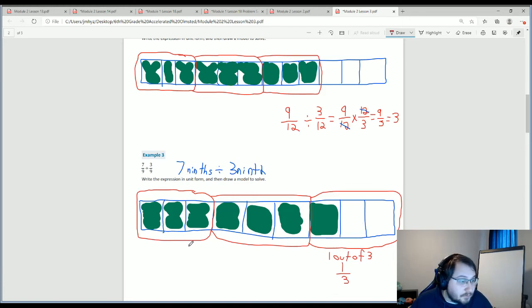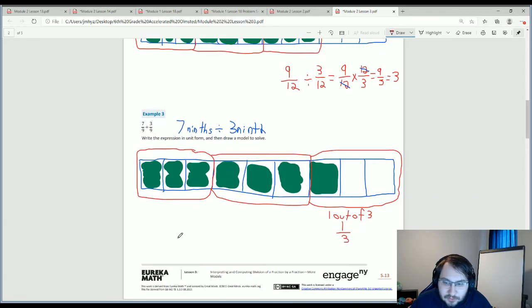So I have 1 group, 2 groups, and then a third. So in total, I have 2 1/3 groups that I'm able to make out of these 7/9. Well, we got our answer. Our answer is 2 1/3.